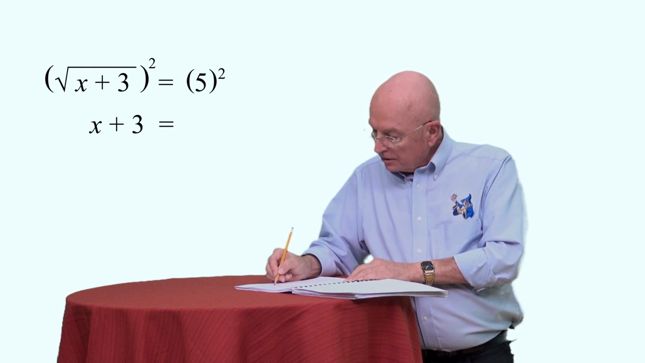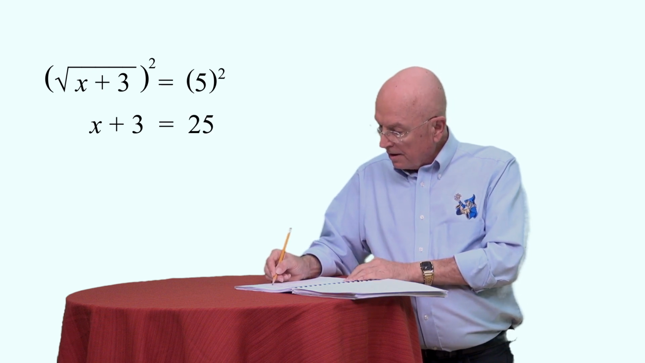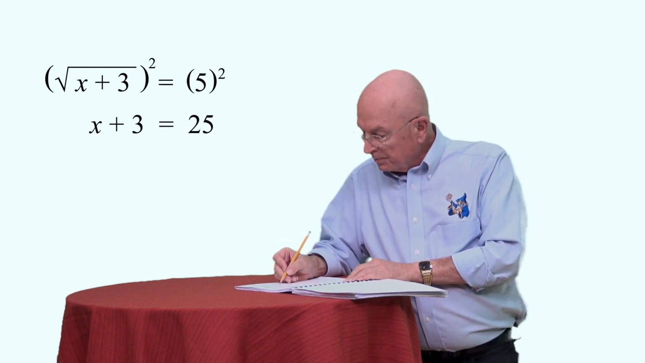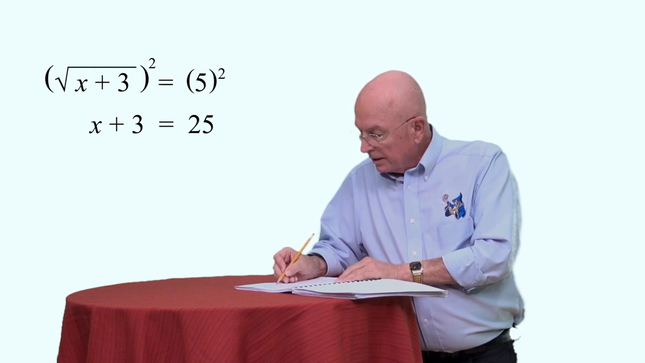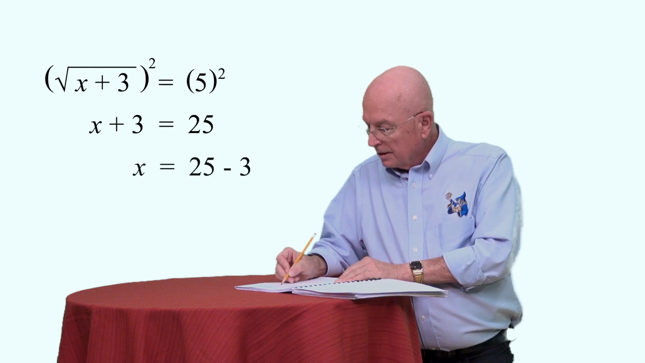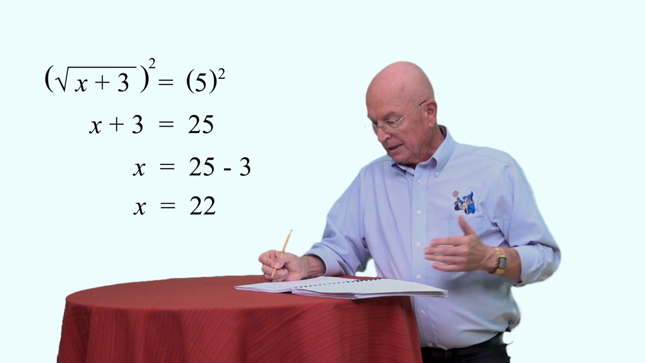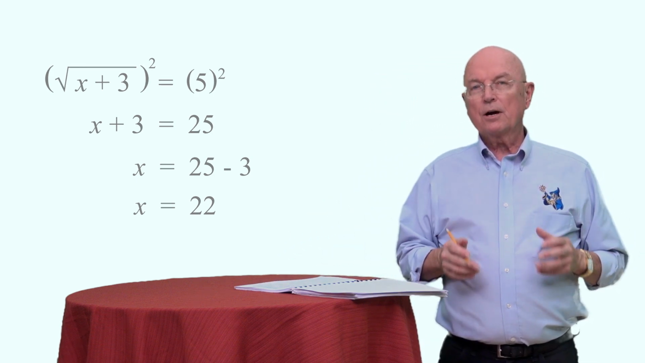But don't forget, you've got to square the other side. So 5 squared is 25. So now you end up with x plus 3 equals 25. So if you subtract 3 from the other side of the equation, the answer is x equals 22. So that's a little simple review. And now let's move on and do some practice questions.